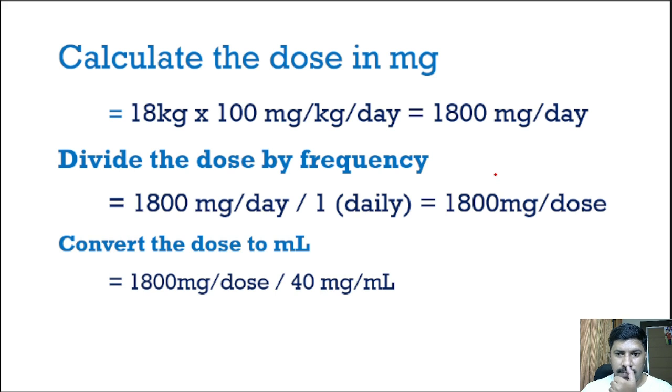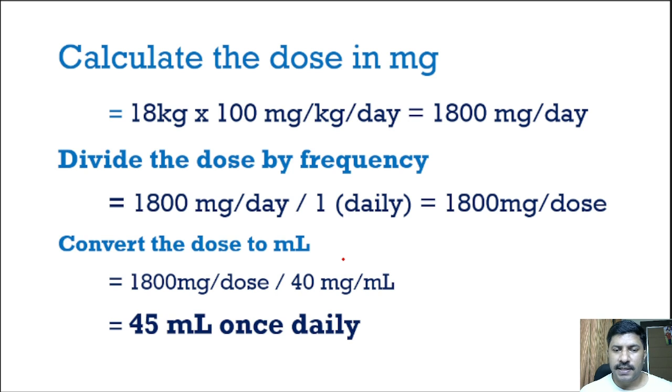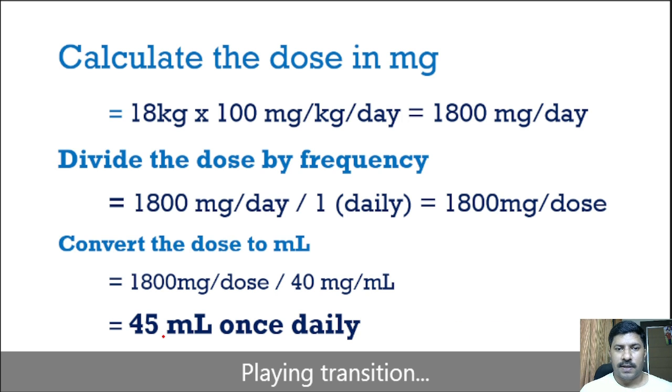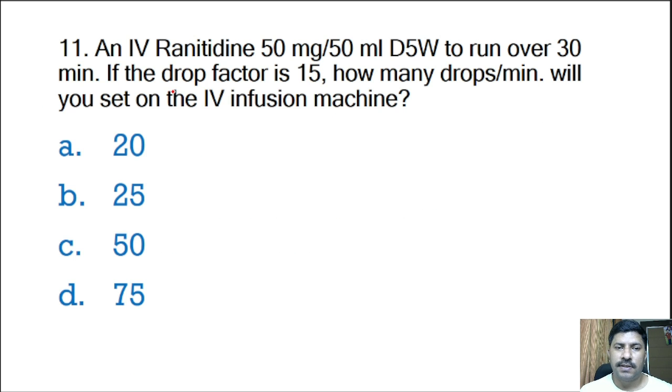To get 1800 milligram per dose in milliliters, we need to divide by 40 milligram per ml. That is the available dose. If you solve this, we will get 45 milliliter. That is the required dose. 45 milliliter is equal to 1800 milligram. Then we will go to the last question.